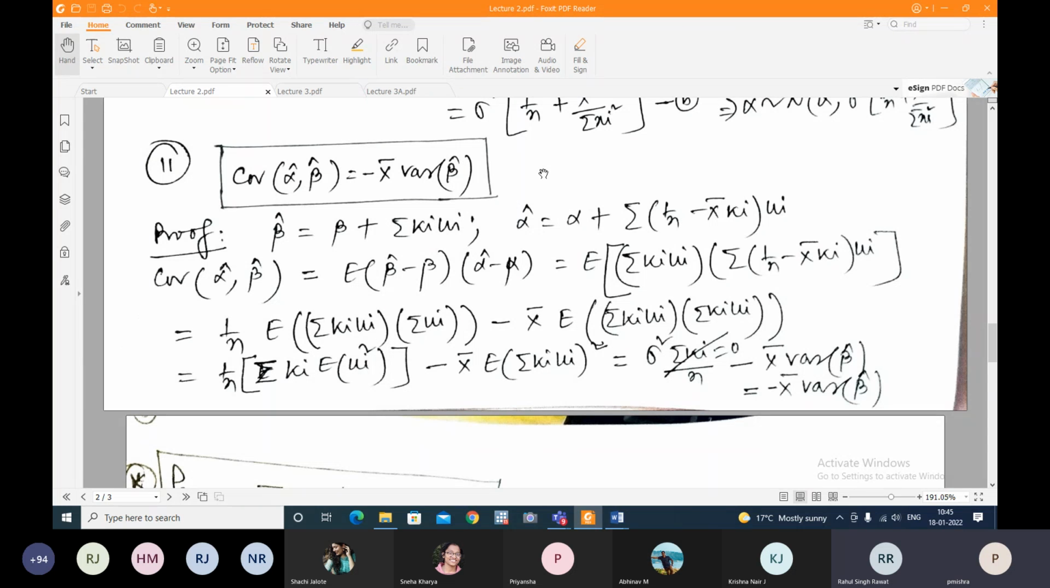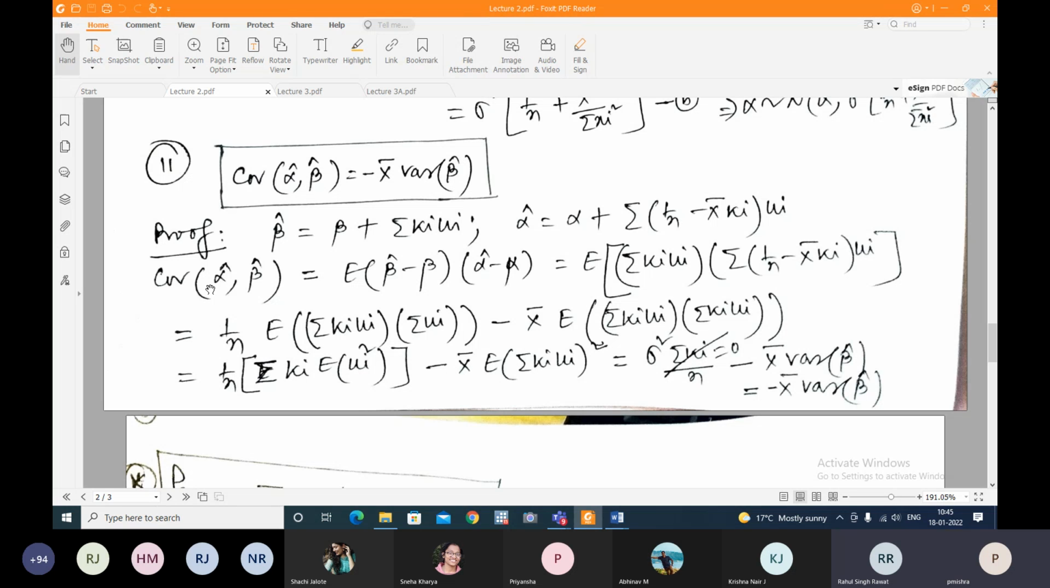Actually, I should put one more bracket here. When I put it in the Word file, I'll do that. So expectation of beta hat minus beta into alpha hat minus alpha. This is basically the formula for getting what? Covariance of alpha hat and beta hat.